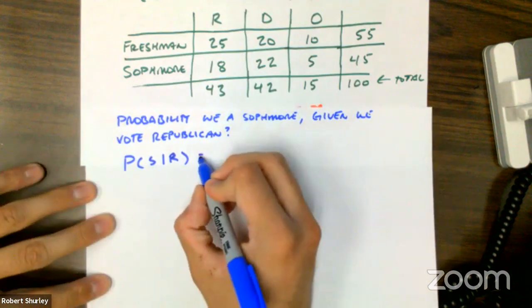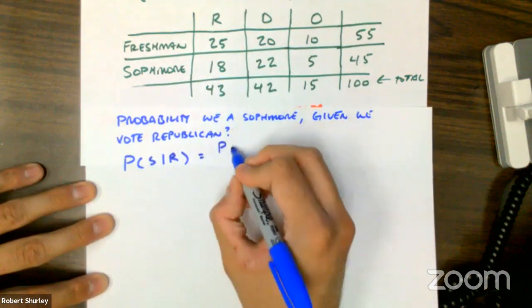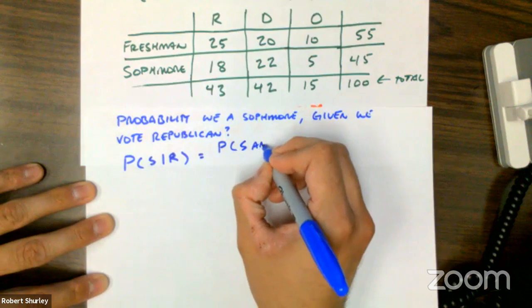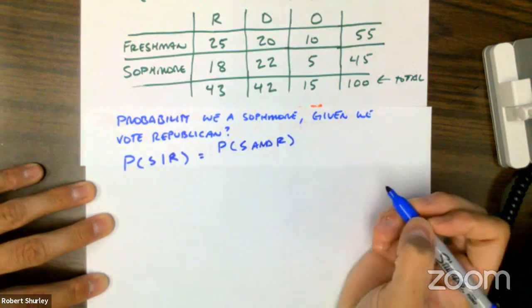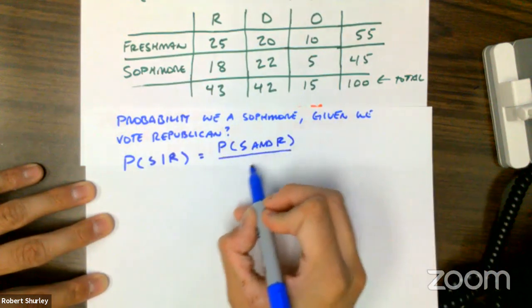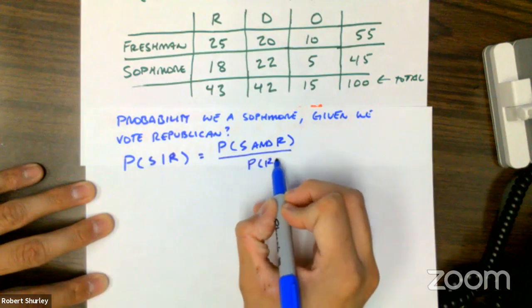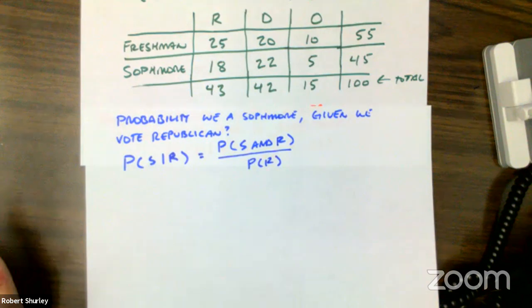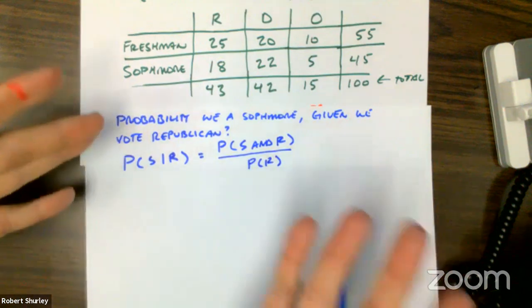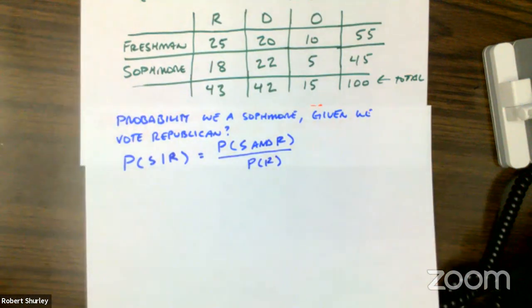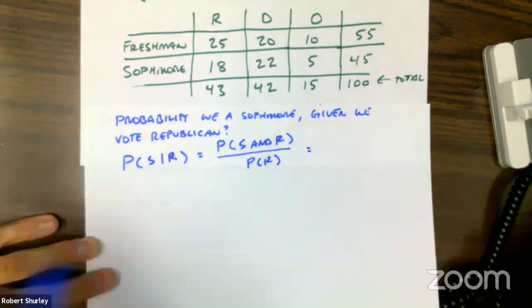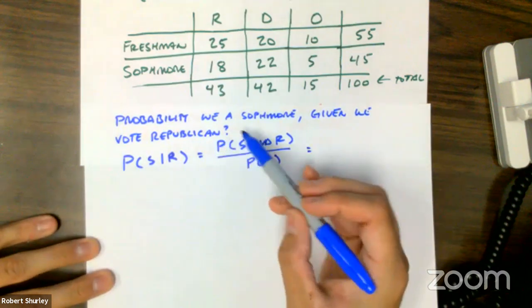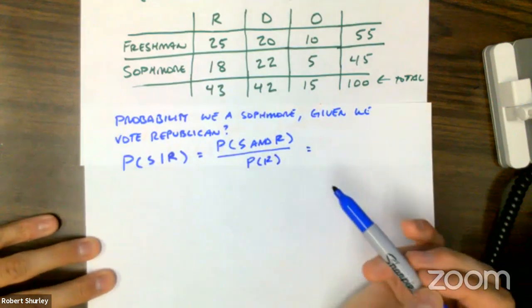The way this works is you look at the probability we're a sophomore and we're Republican over the probability we're Republican, okay? And the book goes over that. It's on page 227 if you want to see the actual equation for it. But I mean, we're using the actual equation in an example. So now let's think about this. Now I'm going to just plug it into the equation. We'll see it's the same thing.